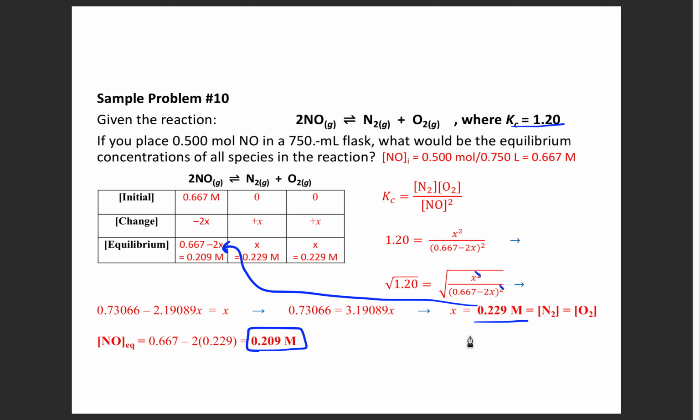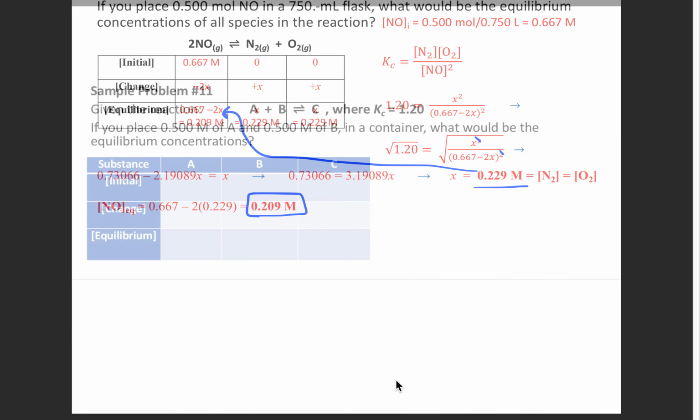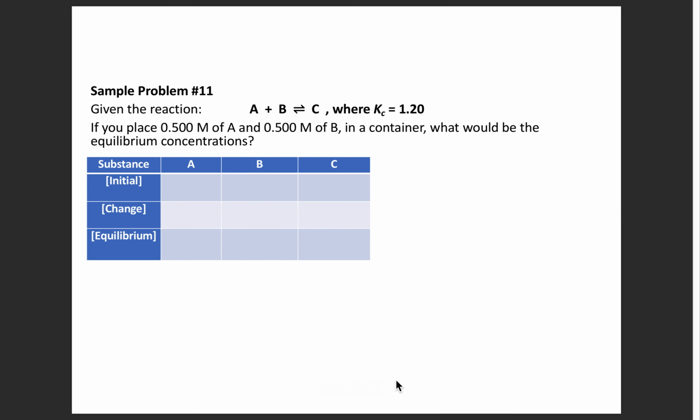Okay, so there's how you would solve for all three of those. That's one last step you have to remember. You have to plug in X, the number that you get, and then go ahead and do the math to actually get your value. And that's how we would solve for this. So everything's solved. All right, so that's number 10. Let's take a look at number 11.